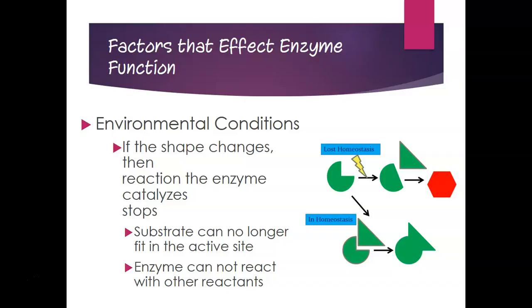So if your enzyme changes shape, then the reaction that the enzyme catalyzes stops. So if I completely lose homeostasis and I get way out of that set point, way away from that optimum temperature or optimum pH, or whatever the condition may be, that enzyme no longer has an active site that is able to fit the substrate that it works on, and so the chemical reaction stops happening.